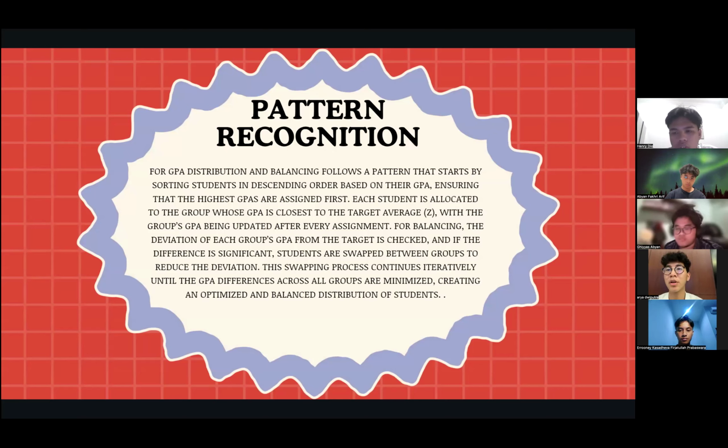And then moving on to the pattern recognition. So GPA distribution and balancing follows a pattern that starts by sorting students in descending order based on their GPA, ensuring that the highest GPA is assigned first. Each student is allocated to the group whose GPA is closest to the target average, with the group's GPA being updated after every assignment. For balancing, the deviation of each group GPA from the target is checked, and if the difference is significant, students are swapped between groups to reduce the deviation. The swapping process continues until the GPA differences across all groups are minimized, creating an optimized and balanced distribution of students.